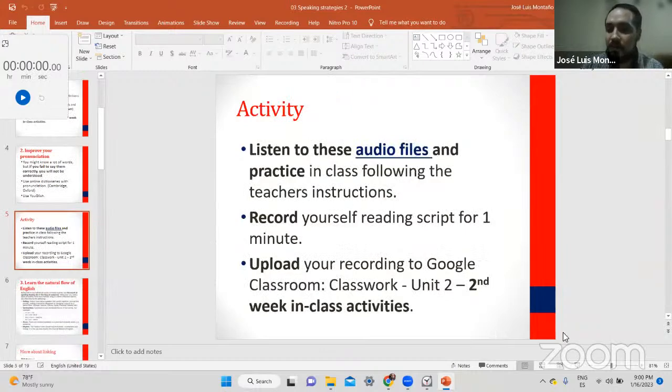And it's going to be this one. Let's read, please, the activity, Mikael.